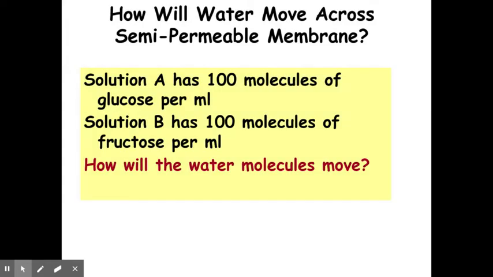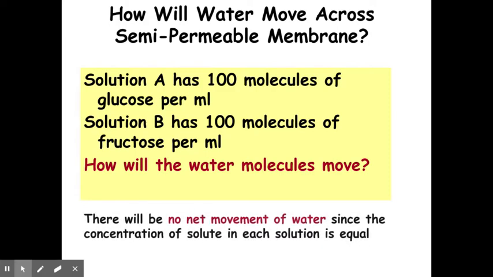Let me give you a chance to read this. Solution A has 100 molecules of glucose per milliliter. Solution B has 100 molecules of fructose per milliliter. How will the water molecules move? Okay. I'll give you a little bit of time to think on that. But glucose and fructose have the same molecular formula. So in this case, this is considered isotonic, and there would be no net movement of water because the concentration is equal.